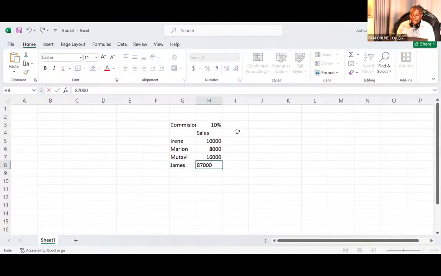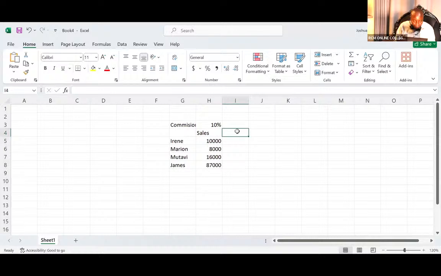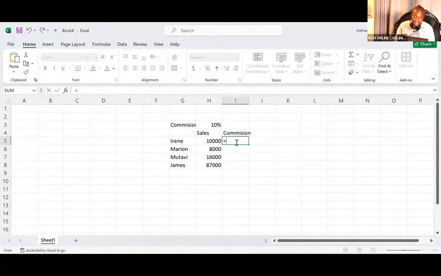Great ninja. So then you are told to come and give us the commission to be earned by each of these employees. How will we be able to provide this commission? Oh, it's very easy. To get commission, I must start with equals. To activate a cell, I must always start with equals. So I will say equals the sales amount generated by this particular lady, and then times what here?